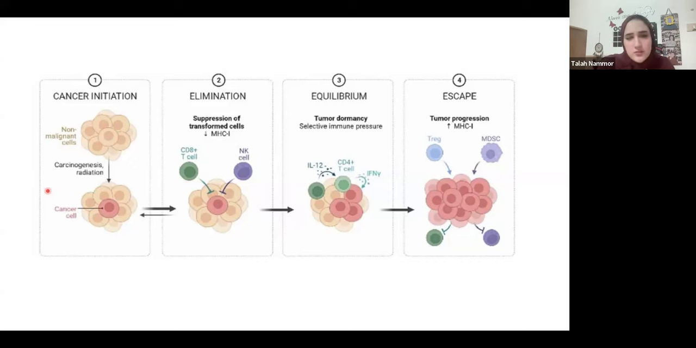I'm pretty sure you guys took this in pathology. You know oncogenesis and how it happens. So a cancer cell happens, okay? The repeated stress and the mutations are going to result in the formation of a cancer cell.